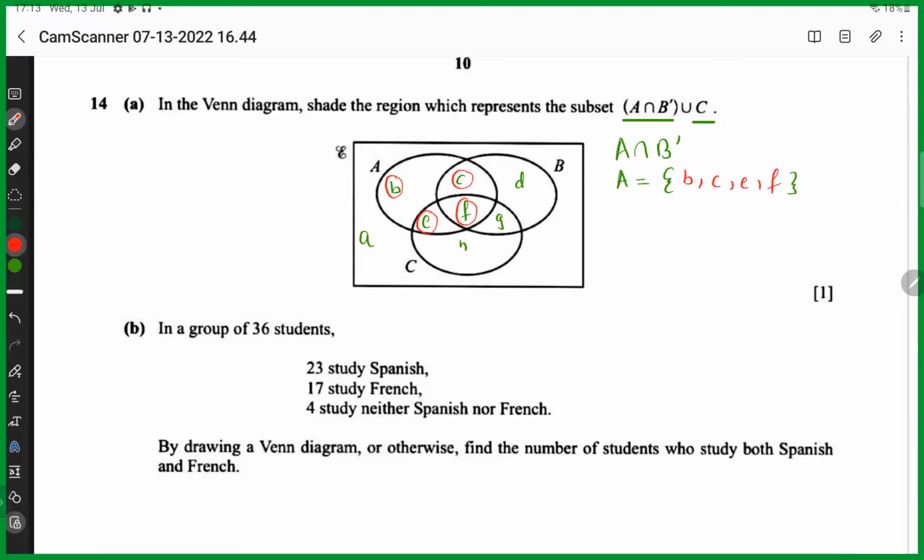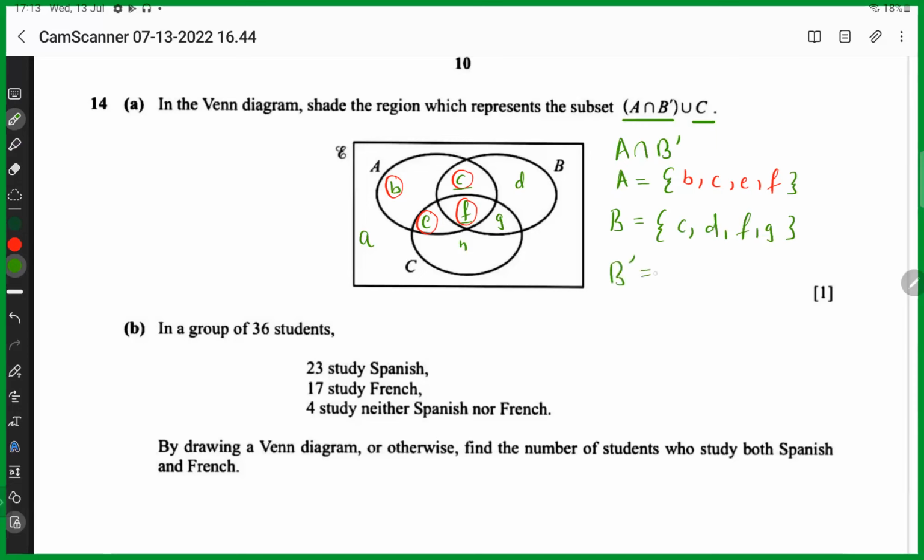Can anyone tell me what elements do I have in B? First, we'll talk about B, then I will talk about B complement. And D. Yes, and G, very good. And we also have C and F. Excellent. Very good. Okay, so C, D, F, G. This is what we have in B. And what about B complement?